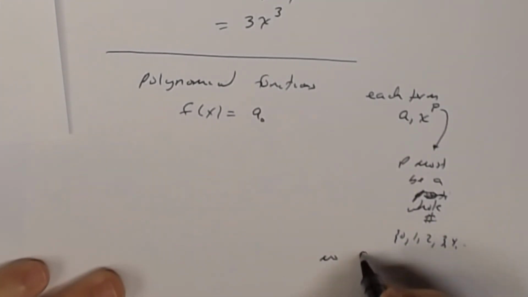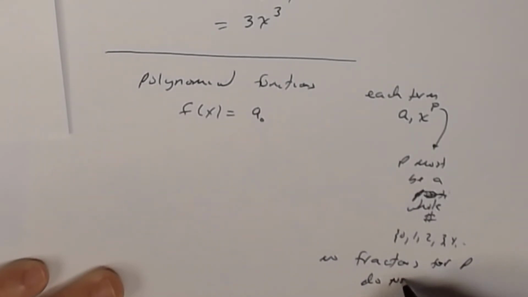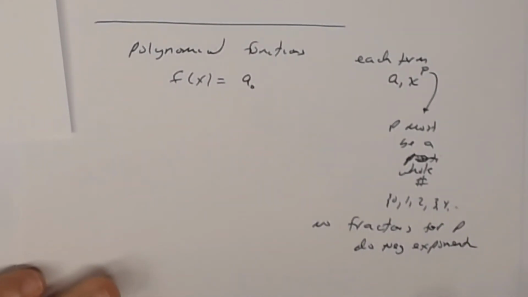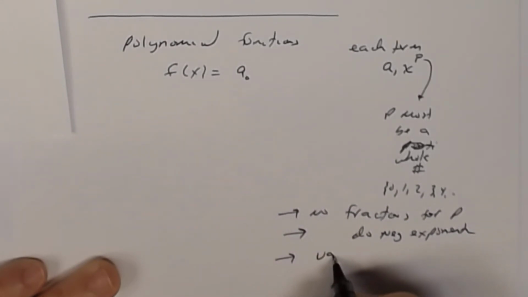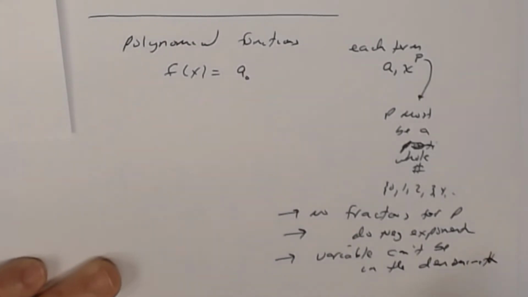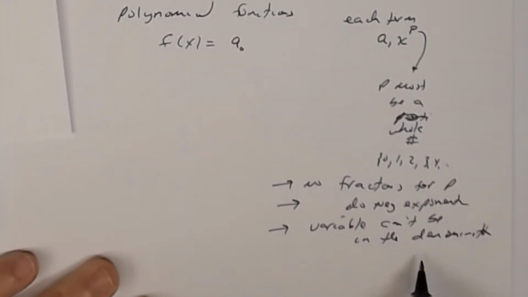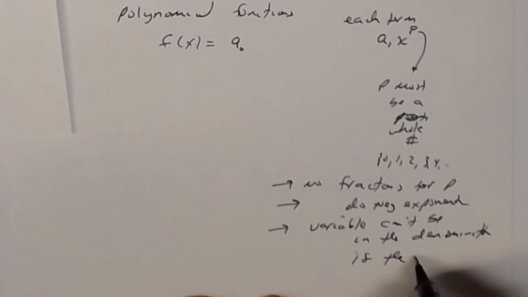So no fractions for p, no negative exponents, okay? No negative exponents or anything like that. Also keep in mind that the variable can't be in the denominator, okay? If the variable's in the denominator, it's not a polynomial function if the exponent is positive.